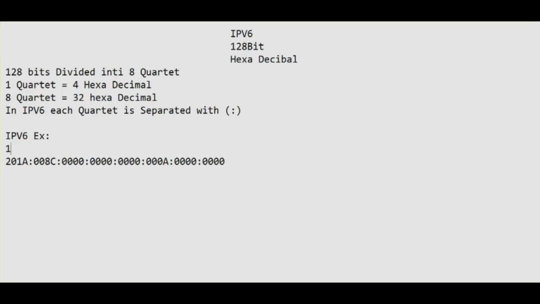Here this is my first quartet, second quartet, third quartet, fourth quartet, fifth quartet, sixth quartet, seventh quartet, and this is my eighth quartet. So in total we have 8 quartets.